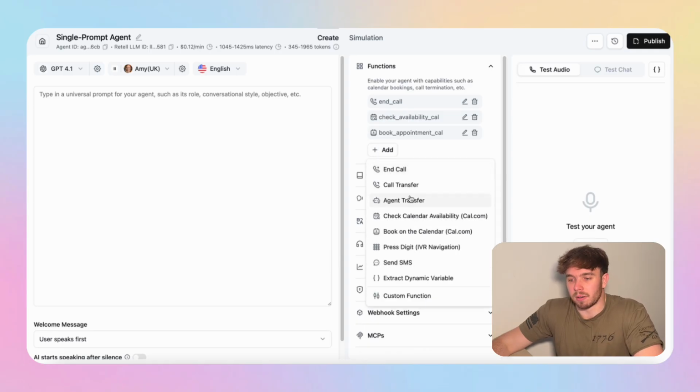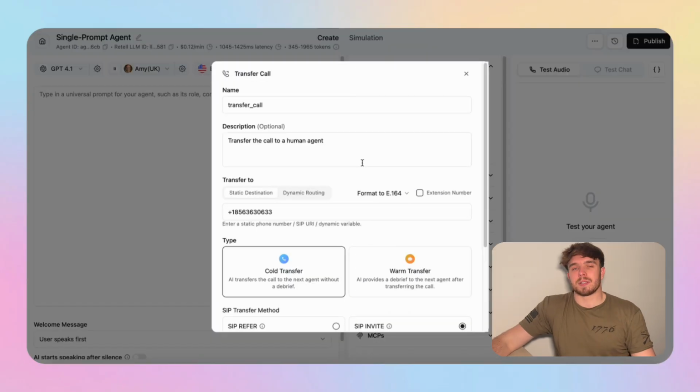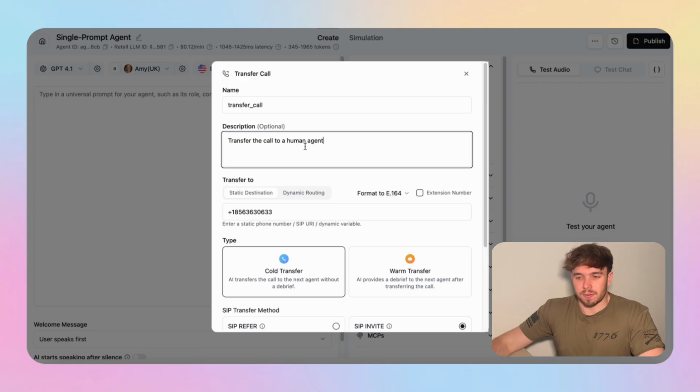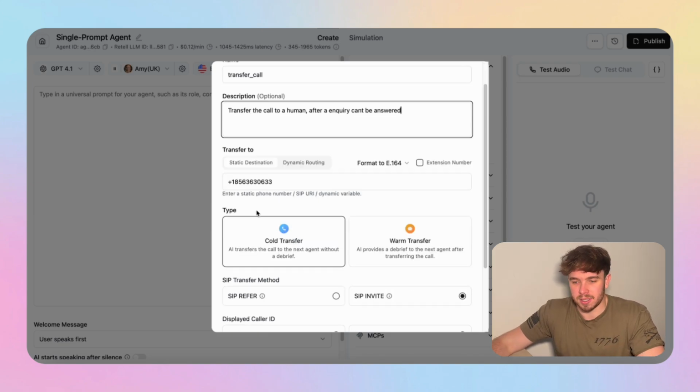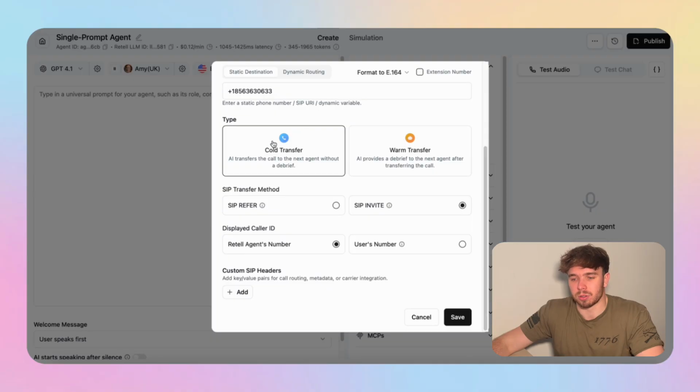And then the final one, what we're going to do is call transfer. We're going to use this for if the AI agent can't handle a query, we're going to pass it over to a human. So we're going to call this transfer underscore call, like it's given us, transfer call to a human after an inquiry can't be answered, something like that. Pretty simple. You can add your own personal phone there. I'm not going to do it just for this instance, and you're just going to want to do a cold transfer.